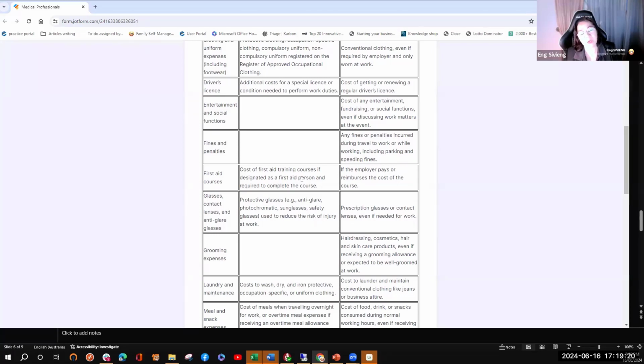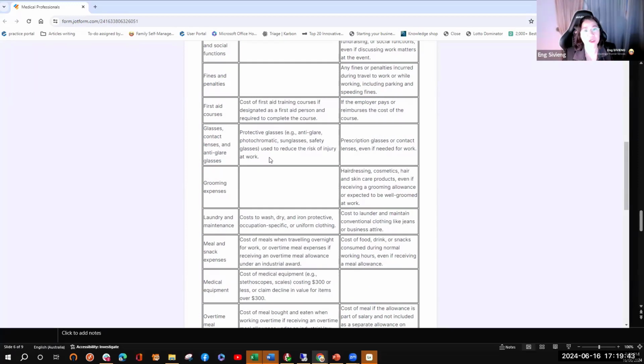But if you get reimbursed by your employer, then you can't claim. So if you get reimbursed, the money that you receive in reimbursement, you don't include it in your income. Protective glasses are all deductible. But a normal pair, like what I'm wearing now, is not deductible. And all this to fix up your hair, cosmetics and skincare, all of this is not deductible.